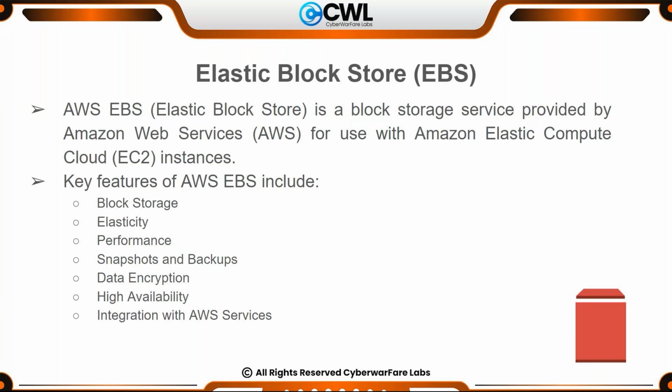EBS volumes are highly available and reliable, offering consistent low latency performance. Users can attach and detach EBS volumes to EC2 instances as needed, allowing for flexible storage configurations. EBS volumes support features such as snapshots, encryption, and replication, making them suitable for a wide range of use cases, including data storage, application data storage, and file system storage.